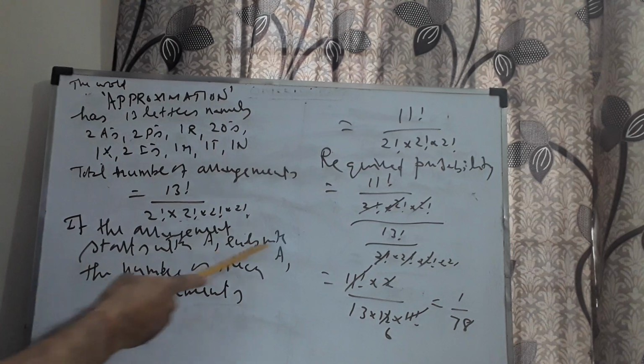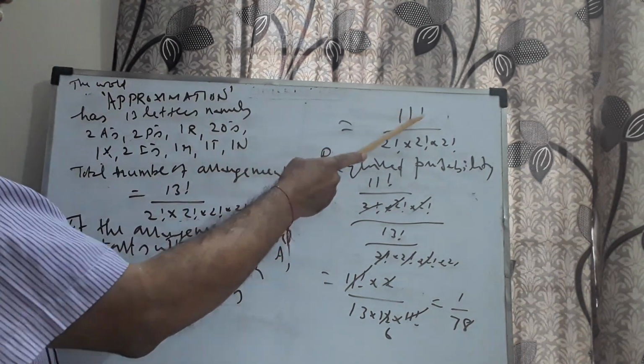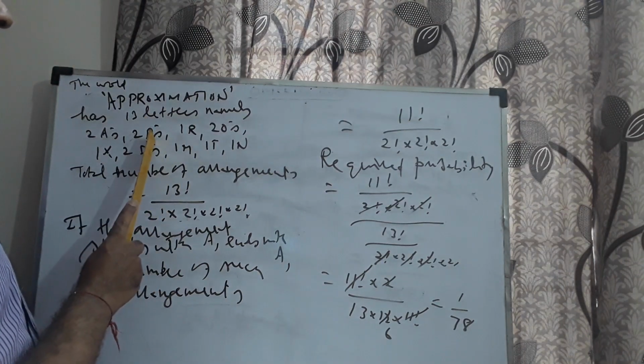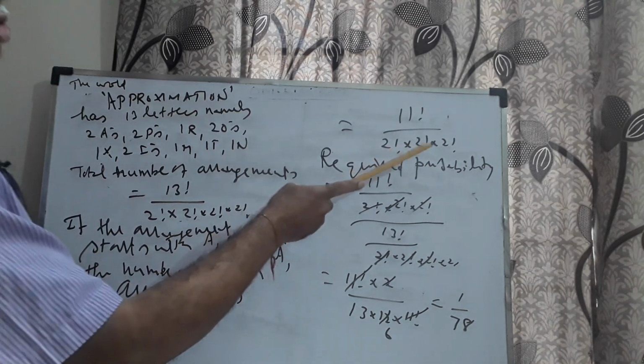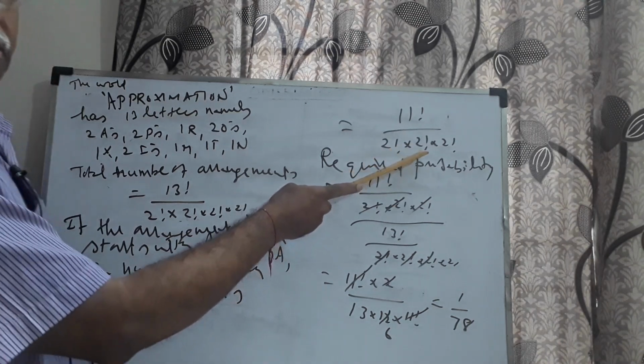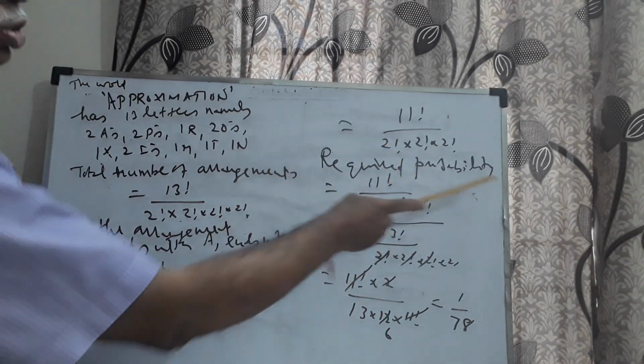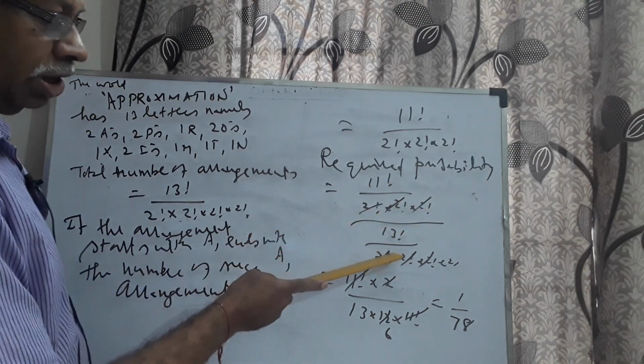If the arrangement starts with A and ends with A, the number of such arrangements: other than those two A's, I have 11 letters in which P's are repeated twice, O is repeated twice, I is repeated twice. Now this is my n of A if I take this as event A. Now for the required probability, it is n of A by n of S.